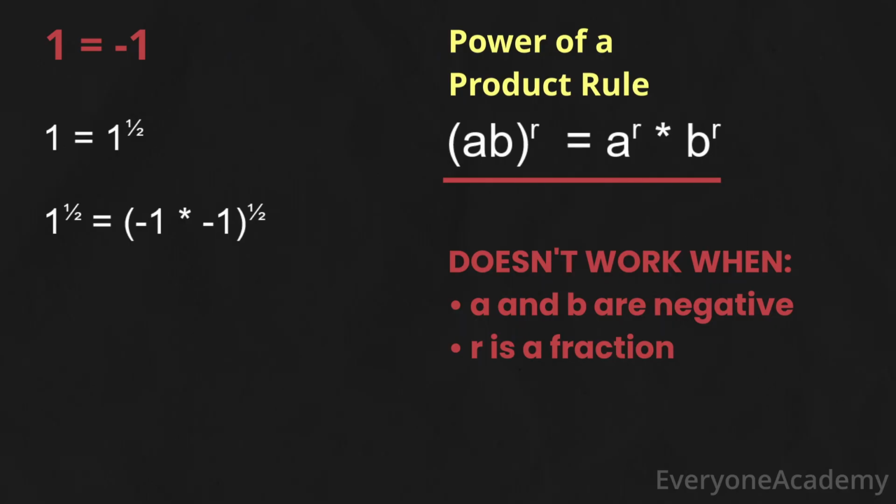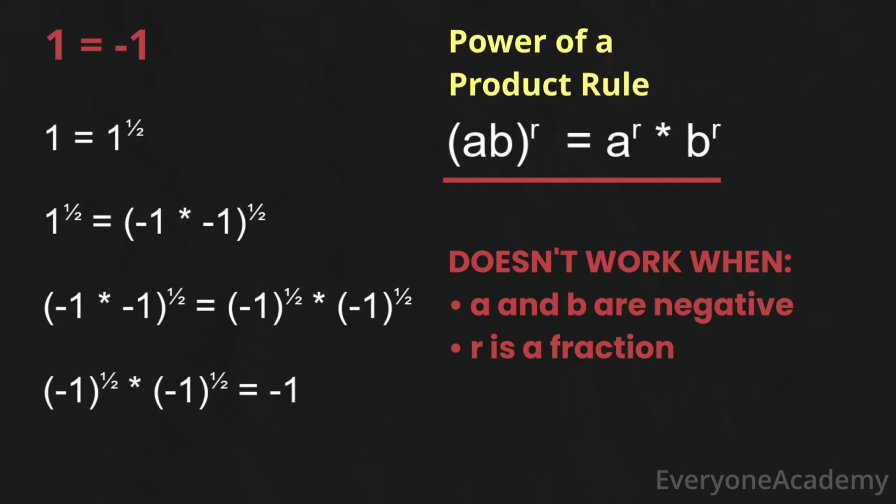And if we try to apply this rule, a and b are both negative 1, and r is 1 over 2. Negative 1 times negative 1 to the power of 1 half is equal to negative 1 to the power of 1 half times negative 1 to the power of 1 half. When we solve for negative 1 to the power of 1 half times negative 1 to the power of 1 half, we get negative 1. This gives us negative 1 as a result, even though we know that 1 can't equal negative 1.